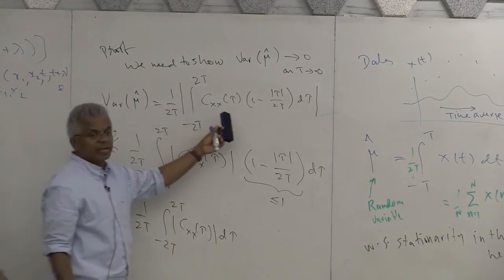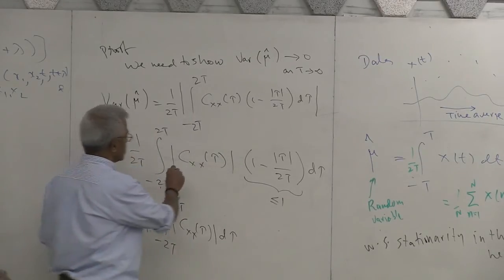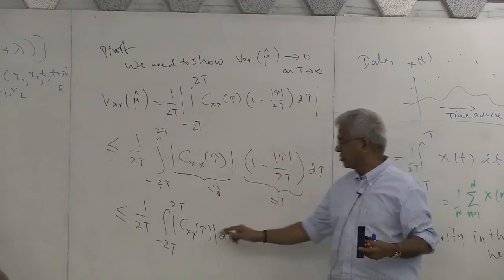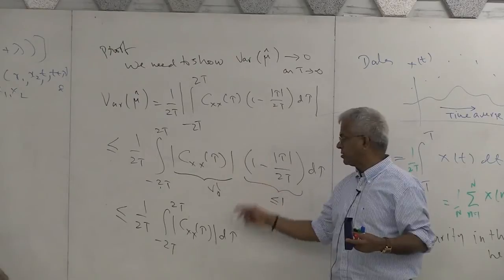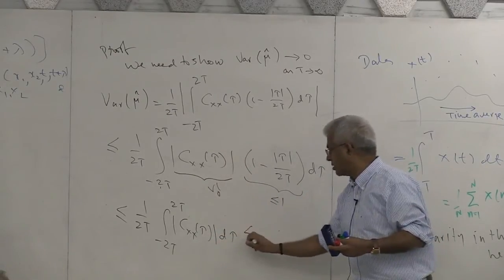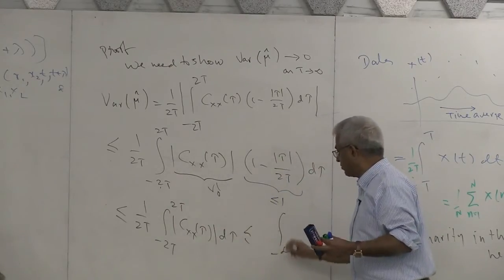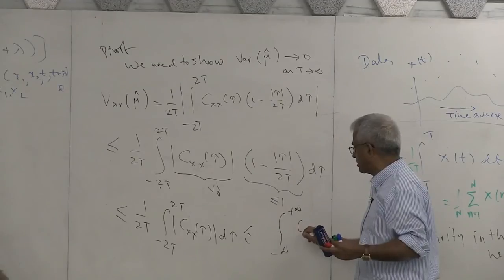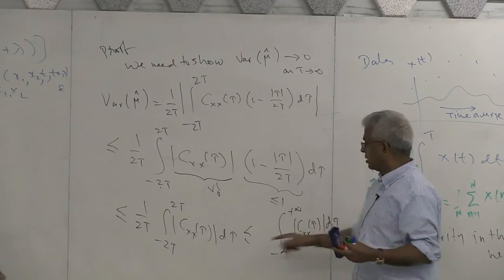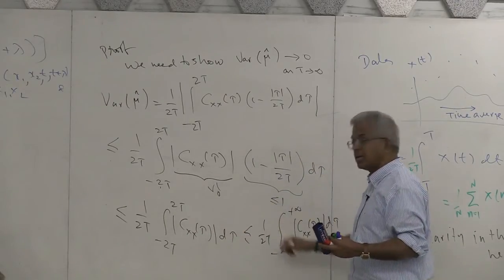I cannot say that here because this could be positive or negative. But I can say it here because this is positive, and this is less than 1. So if you multiply by something less than 1, this whole quantity after integration will be less than this. Now look at this. If I replace this integral with minus infinity to plus infinity, which one is larger? Here I am integrating from minus 2t to 2t. The right side is larger.